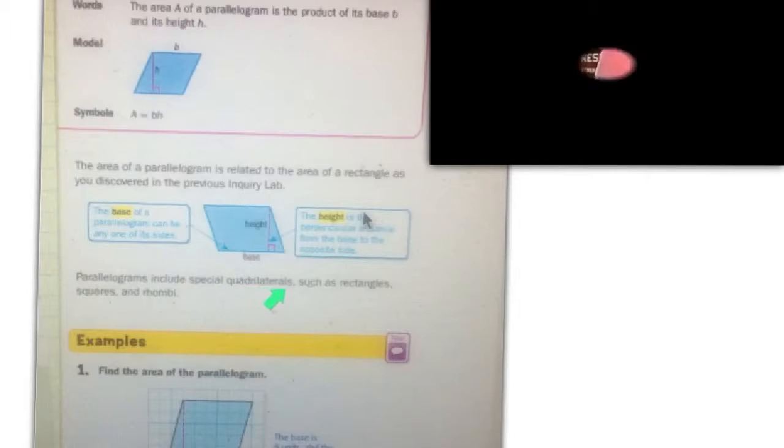Parallelograms include special quadrilaterals such as rectangles, squares, and rhombi. That simply means that all squares, all rectangles, and all rhombi are parallelograms. And so you find the area the same way for all of those, base times height. Let's find the area of the parallelogram below. It's a little hard to read, but the base is 6 units and the height is 8. Let me write that in a little bigger for you.